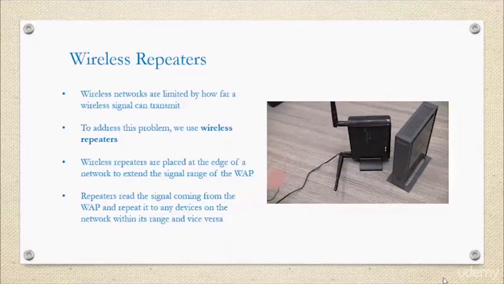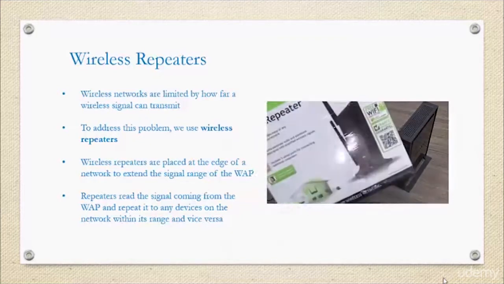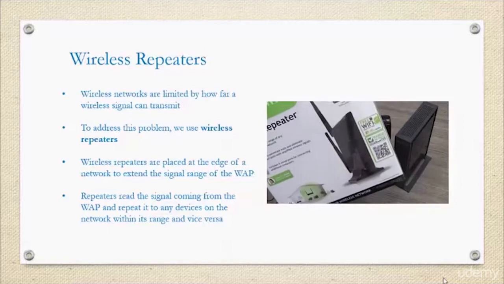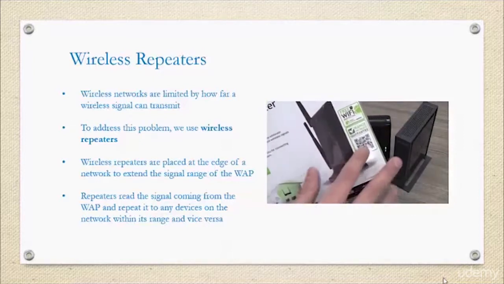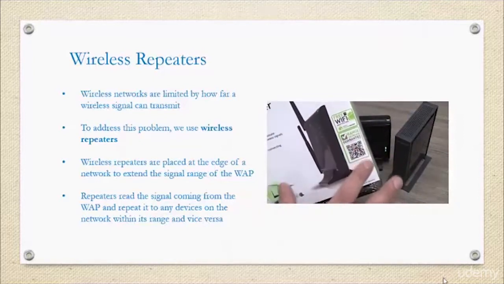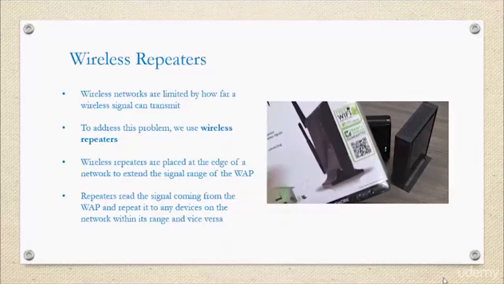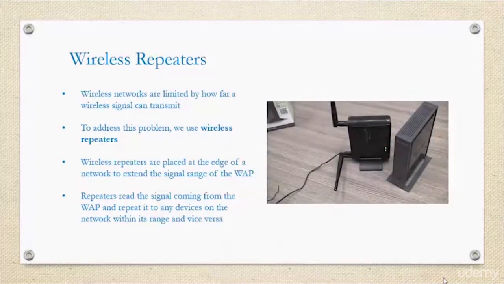Repeaters do this by reading the signal coming from the wireless access point, and then they repeat it and send it out. Of course, we have to make sure that the data finds the device there, right? And similarly, it reverses that process to make sure that our device, if connected to a repeater, is able to send data back onto the local area network and onto the internet.